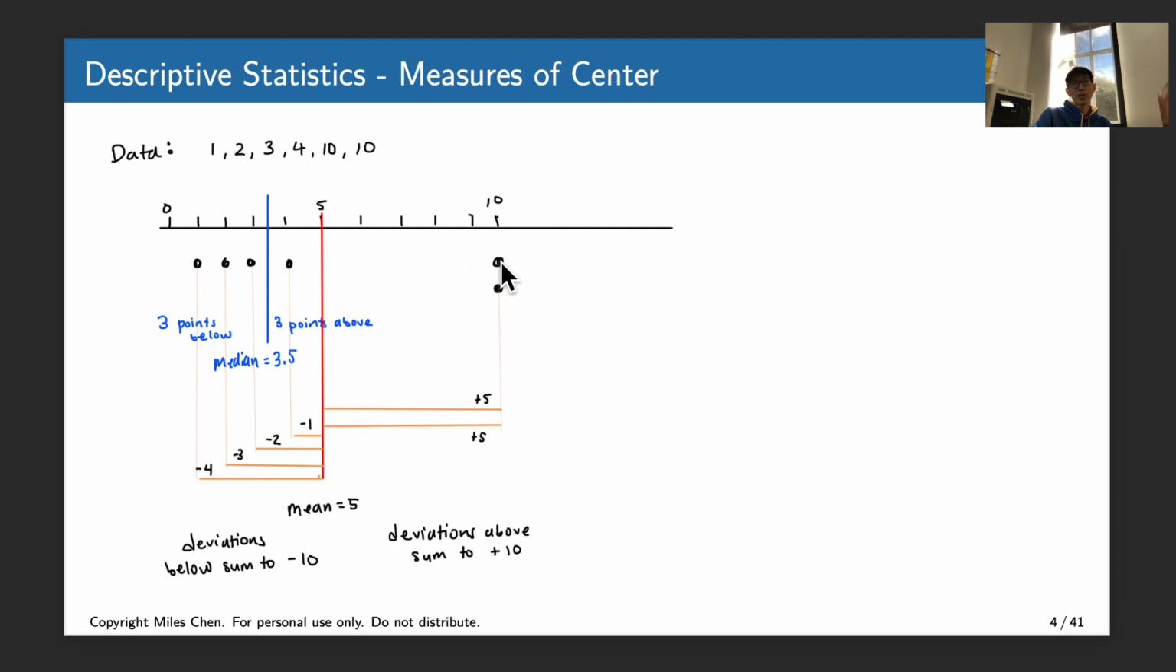You can see that if I had changed this last number from 10 to, say, 100, now I have this really huge deviation far above, and so this red line would have to slide way out to the right. So the mean is affected by those kinds of outliers. So we can use the mean or the median to balance what we have there.